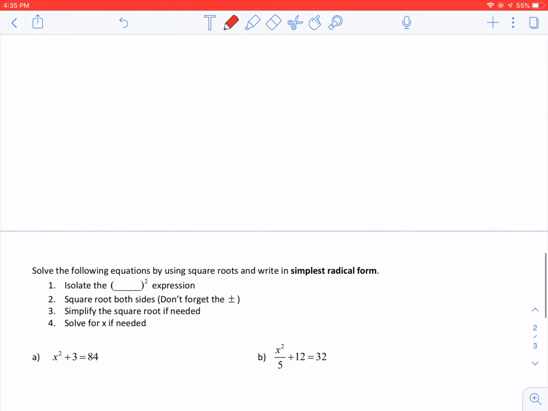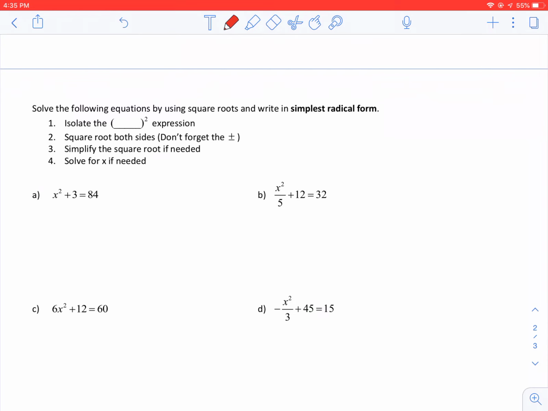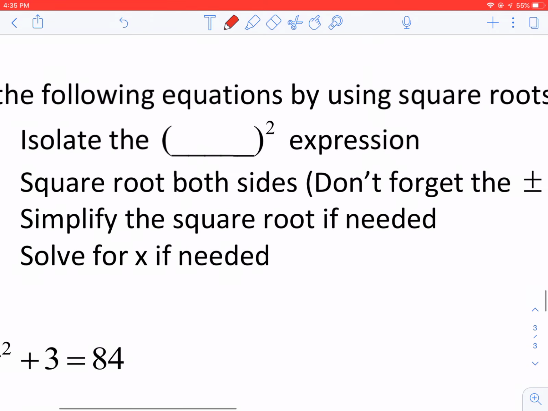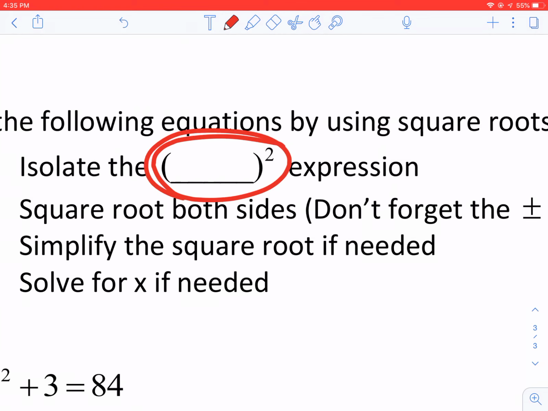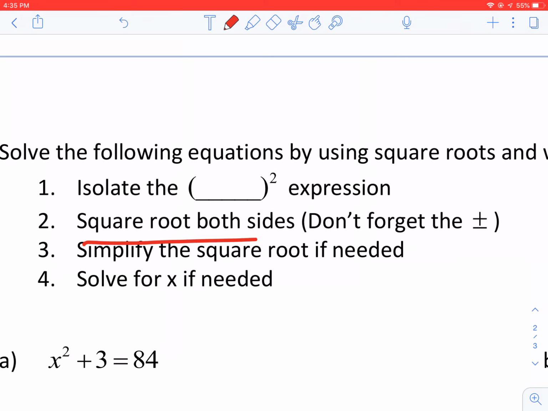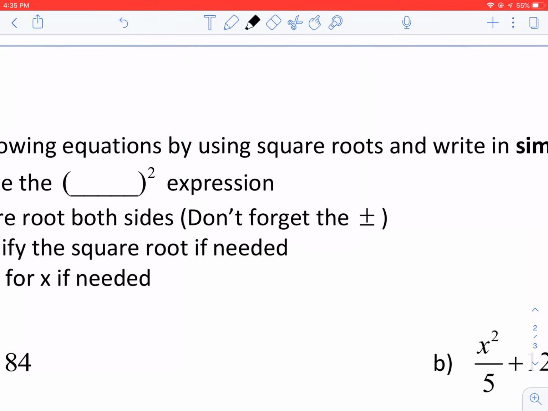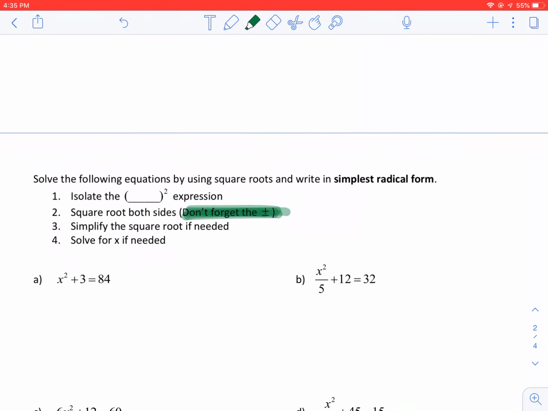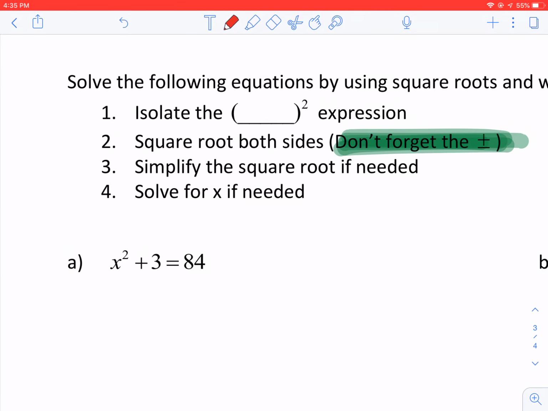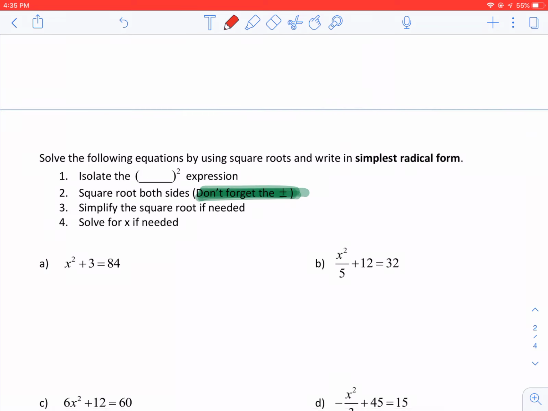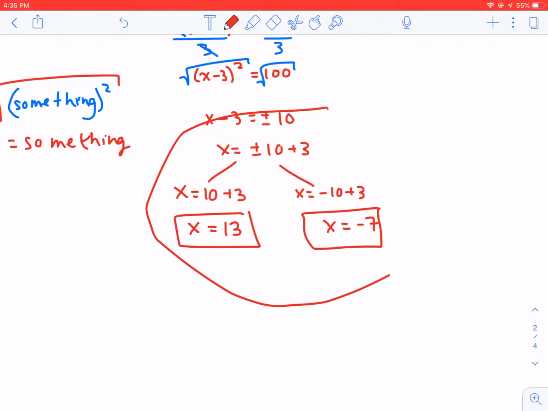Alright, so the steps we followed there to solve using square roots is we are going to isolate the something squared expression. Once that is by itself, we're going to square root both sides. When you square root both sides, do not forget the plus or minus. And if it's not a perfect square, you're going to have to simplify the square root and then solve for x if needed. What I mean by solve for x if needed is this stuff over here.